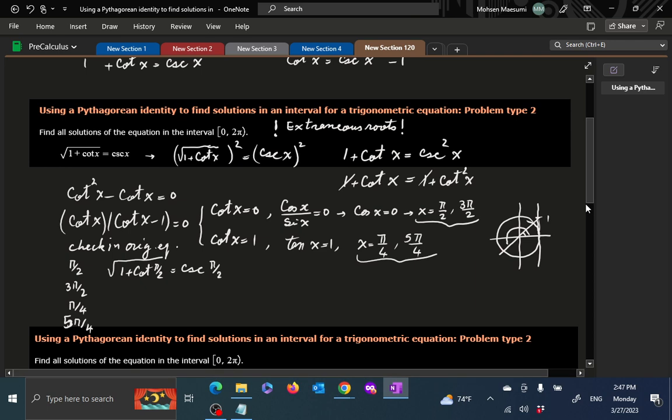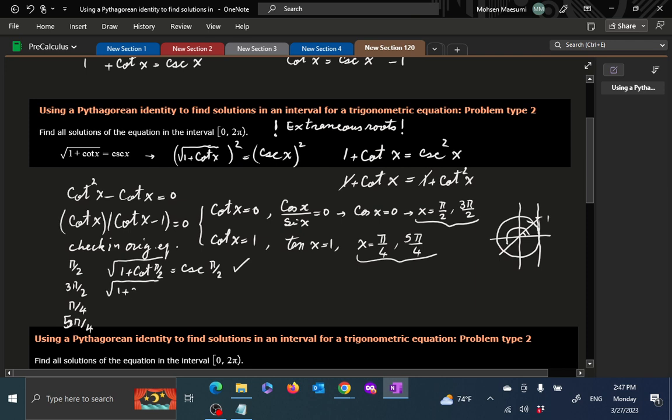Well, cotangent of pi over 2, that is 0. Cosecant of pi over 2 is 1 over sine of pi over 2. And that's also 1, so this matches, everything works.